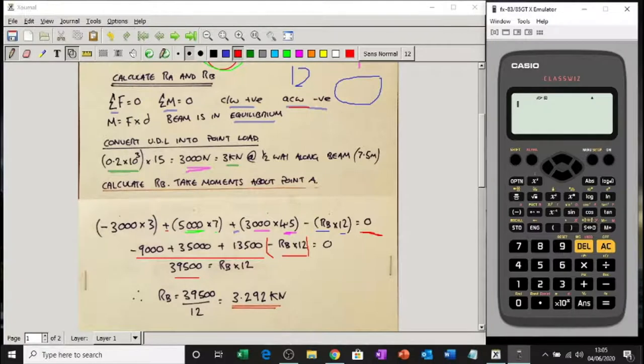What you can do is put it all in one go. Look, I'll do this all in one go. So minus 3,000 times 3, close the bracket, plus 5,000 times 7, plus 3,000 times 4.5. So that's all of that, plus that, gives me 39,500.